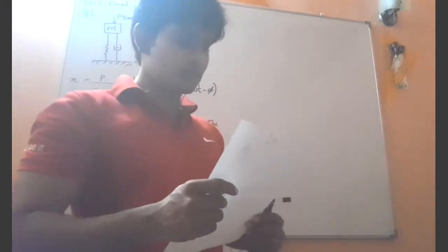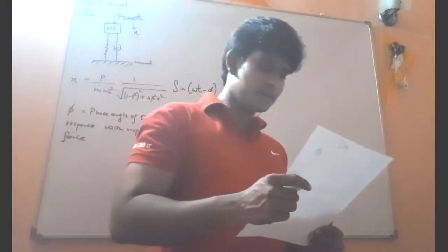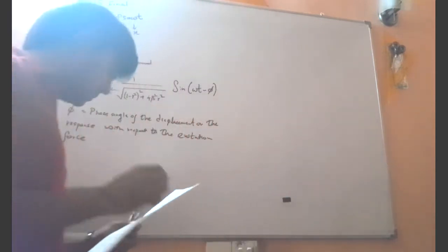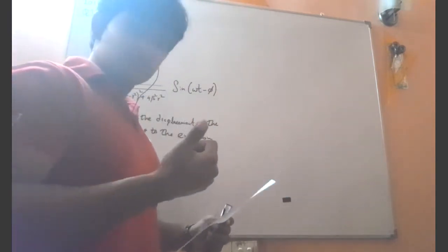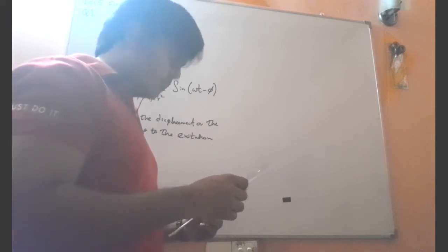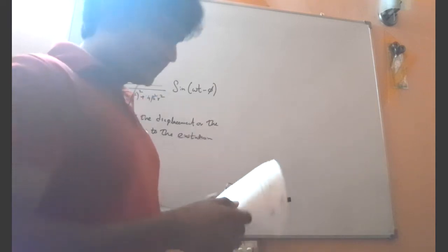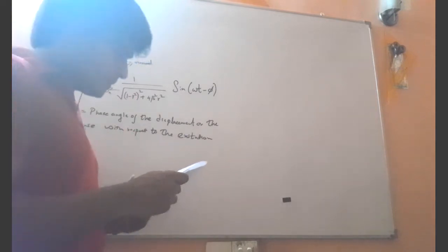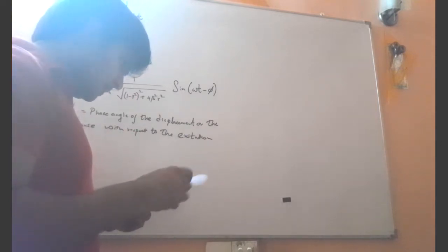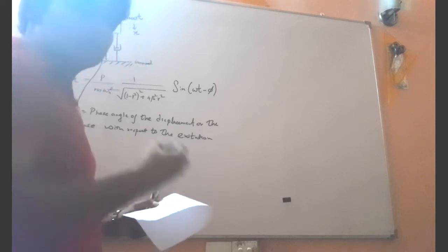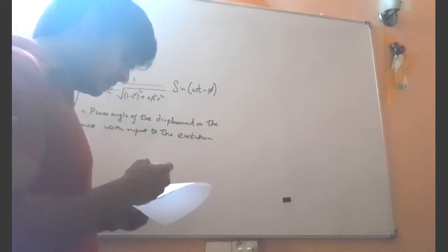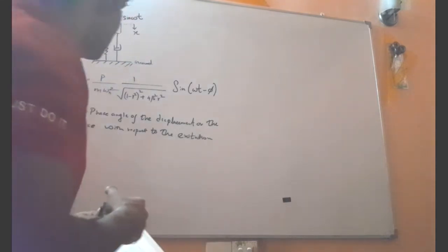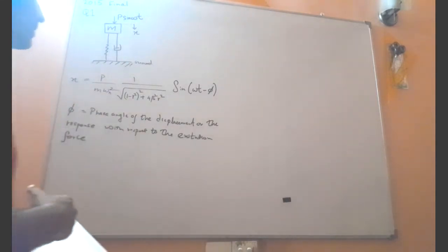Today we are going to discuss the 2015 final paper, question number 1. I have already posted the question, so I don't want to waste time reading it. In part A, they are asking us to show that the transmissibility ratio at steady state is given by that formula. So let's see how to obtain that.